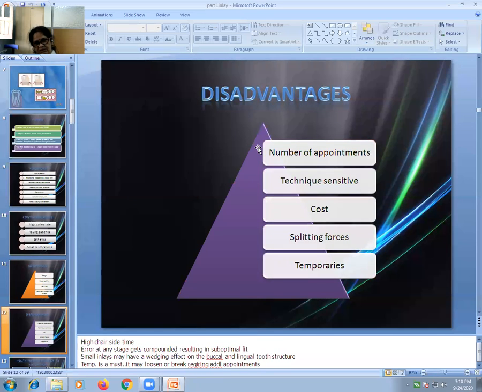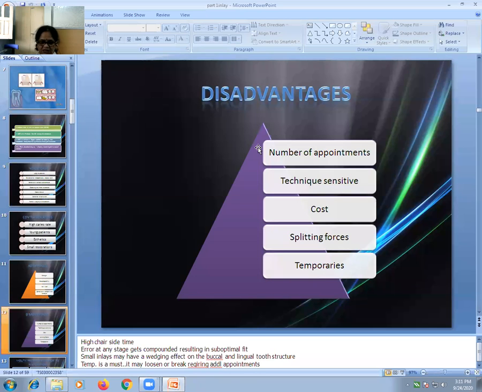Then what are the disadvantages? As this is the first visit, you are doing the cavity preparation, taking the measurement, taking the pattern, then you are fabricating, and at the next appointment, you can fix it. So the number of appointments is more. This is a disadvantage, and it is technique sensitive because it is not done directly in the cavity, so you are taking the impression.